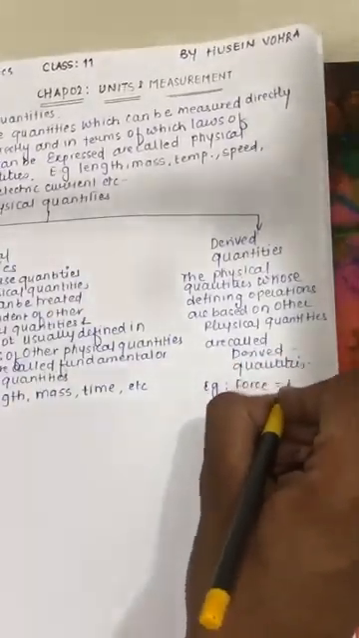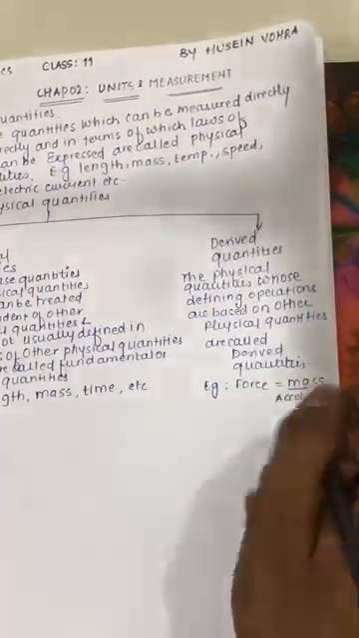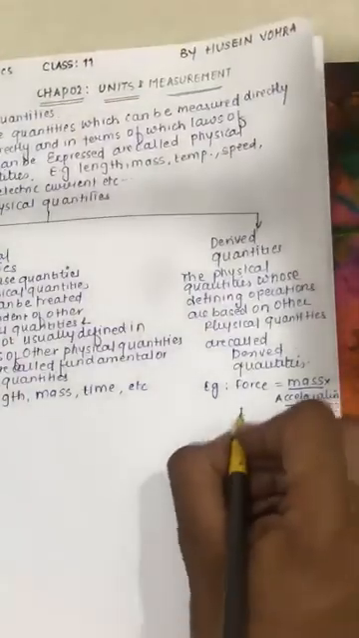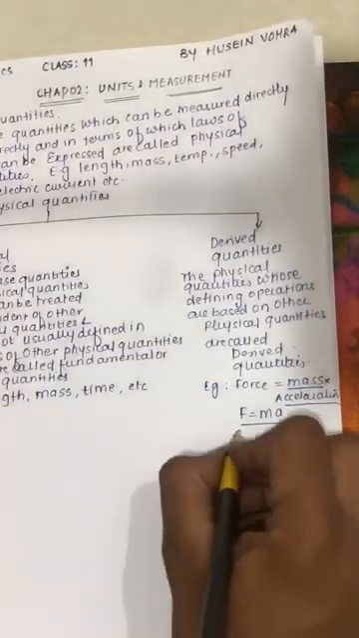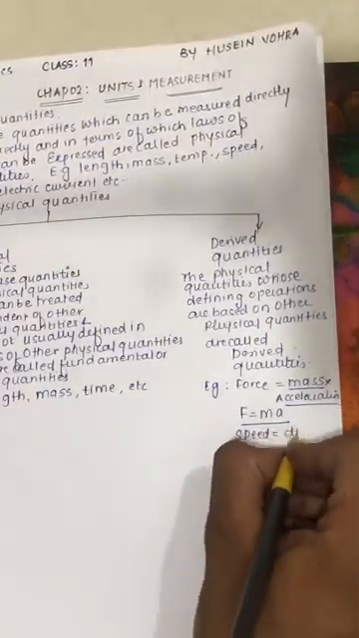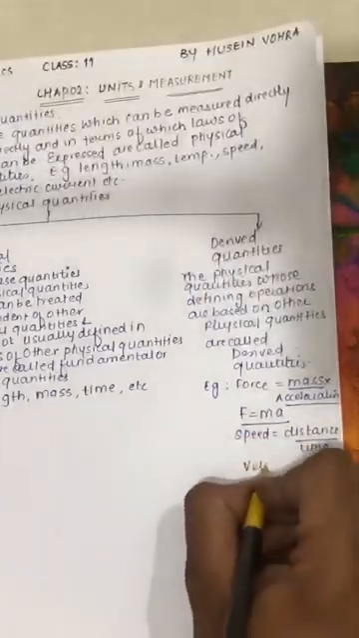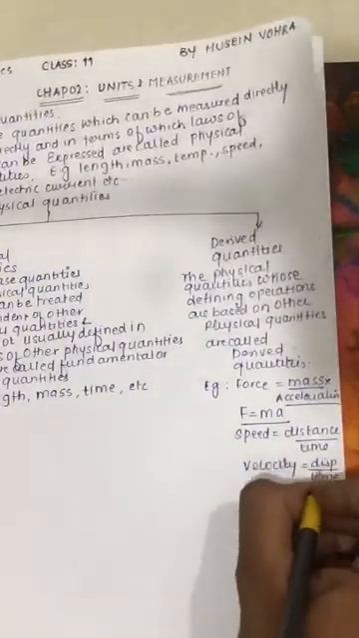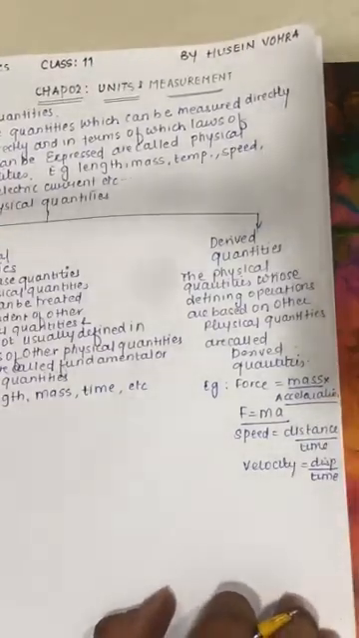force. Everybody knows force is what? Mass into acceleration, that is force. You write F is equal to ma. Yes or no? So force is equal to mass into acceleration. You also have speed. Speed is equal to distance upon time. Yes or no? Velocity is displacement upon time. So these quantities are derived from what? Fundamental quantities. So they are derived quantities.